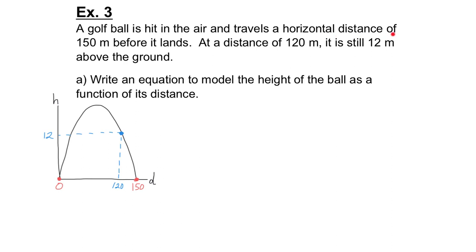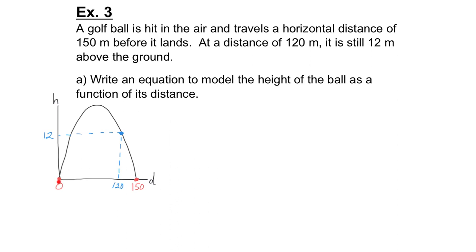It travels a horizontal distance of 150 meters before it lands. So at 150 meters distance, its height is 0. We're going to assume that it's going to start on the ground, a height of 0, when it's 0 meters away from where it was hit. The ball's going to go up, it's going to come back down. 150 meters away, it's going to be 0 meters above the ground again, on the ground. At a distance of 120 meters, here, it is still 12 meters above the ground. That's the height at 120 meters away.